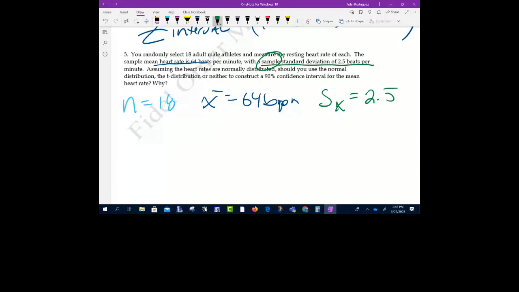Okay, now we're going to make a 90% confidence interval. Y'all, we're going to use the T distribution because that is the guy we know.